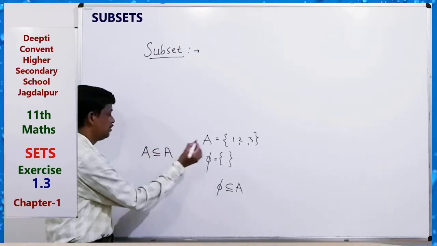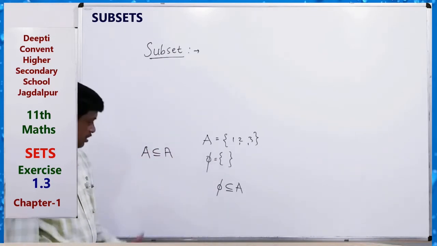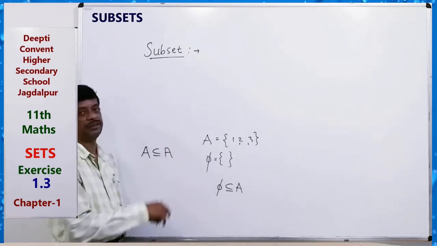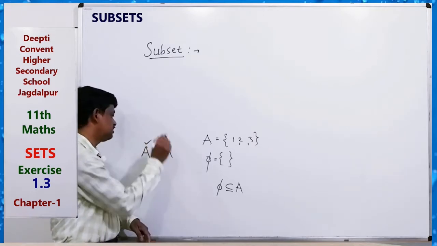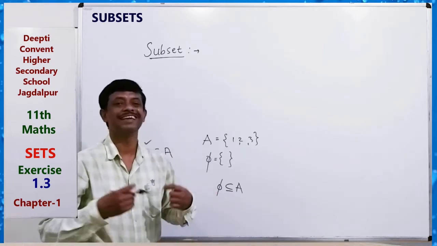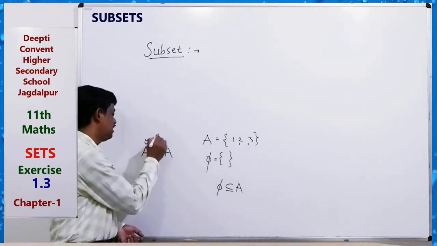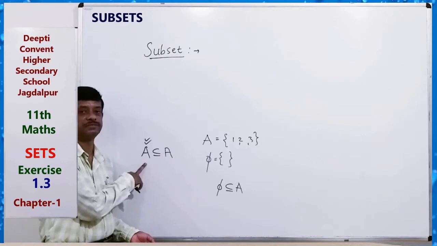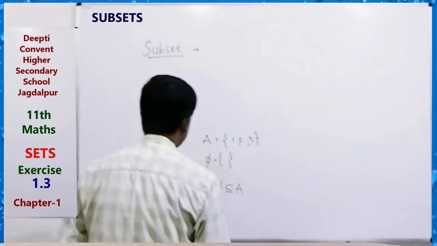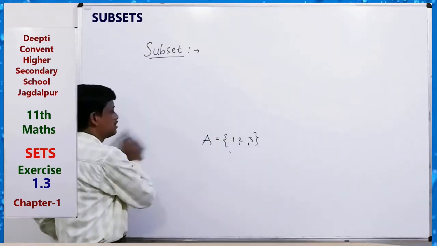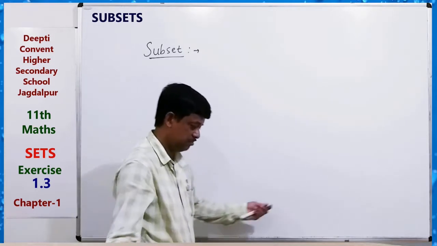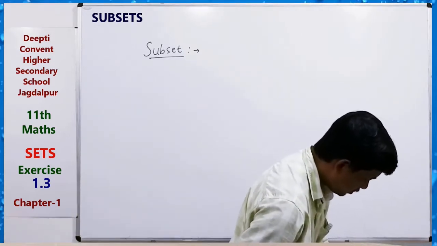And A is subset of A. Also, all elements of A belong to A. So, A is always subset of itself. Phi is always subset of any set. So, these are trivial subsets. Okay. So, phi is always subset of any set, and A is subset of A. Simple. Okay.